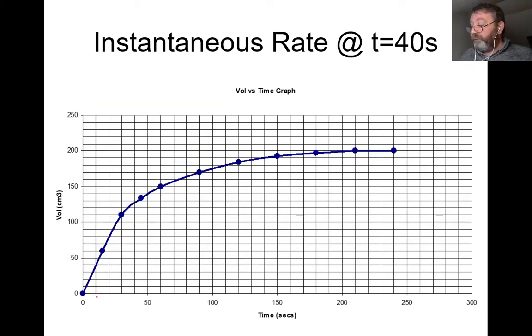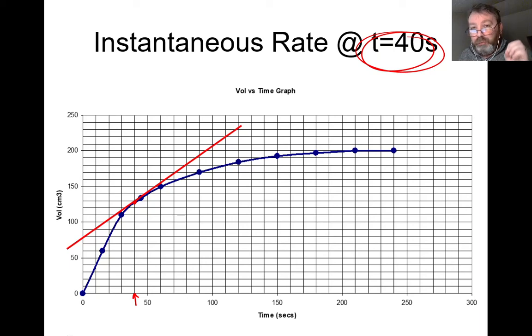Now, I have that done here, so I'm going to go through it again. Draw your tangent at t equals 40. Let me go back a step. Step number 1. Where do I want to work out my instantaneous rate? At t equals 40. Find it on the x-axis. There it is. There's 40 seconds. Find out where 40 seconds is represented on your graph. There it is. Next, draw a tangent as best you can to that point, like so.